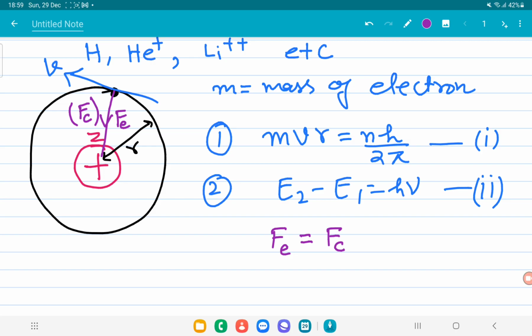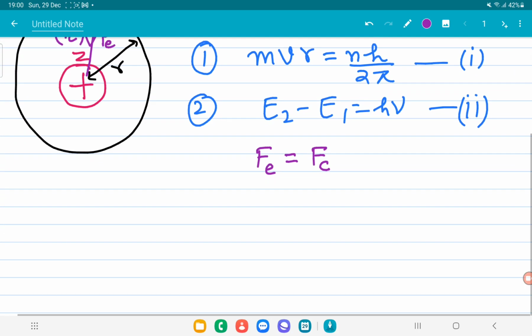Please do not confuse it as two different forces acting simultaneously. It's just one force, which is the electrostatic force. We are naming it in two different ways: one name is electrostatic force, and the other name is centripetal force, because this is the only force acting towards the center of the circle during the motion of the electron.